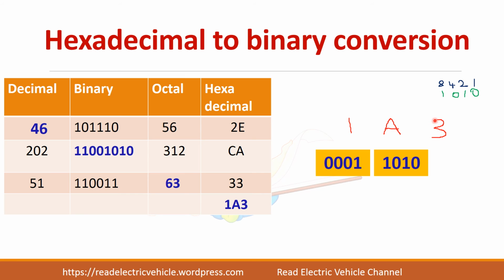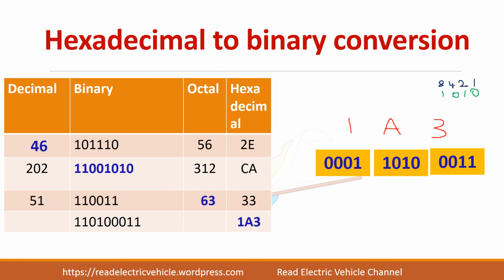Then we have the third digit 3. So for 3 it is 011. So you can see here last 2 bits are 1. So in 8421, this 2 is 1, this bit and this bit are 1. Totally if you add it, 2 plus 1 will give you 3. So this is the equivalent binary value.